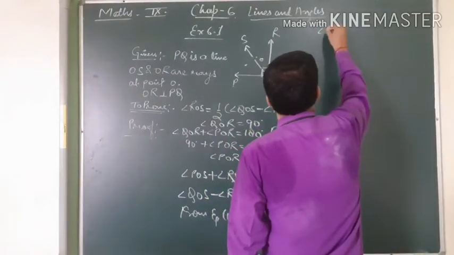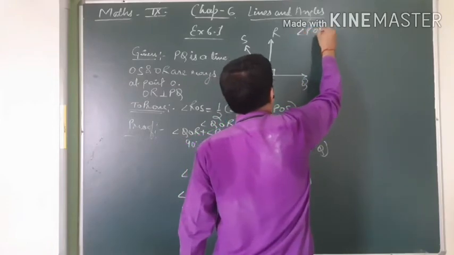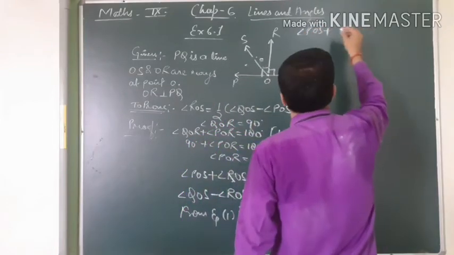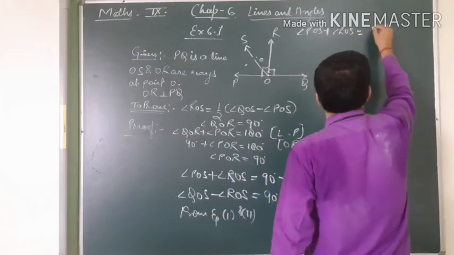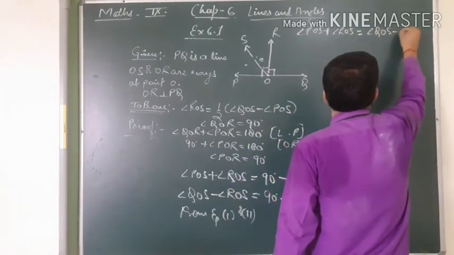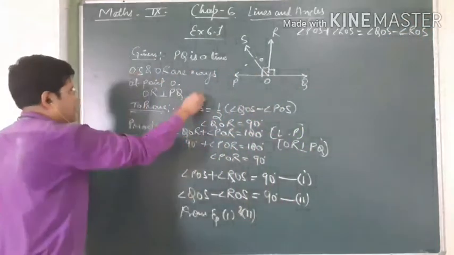So angle POS plus angle ROS is equal to angle QOS minus angle ROS. Now what do we have to prove? We have to prove angle ROS.